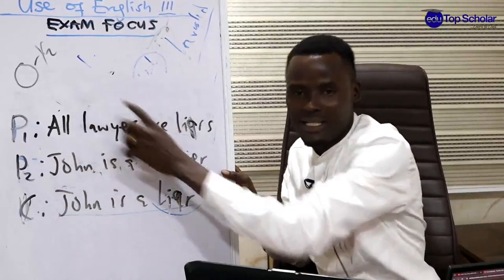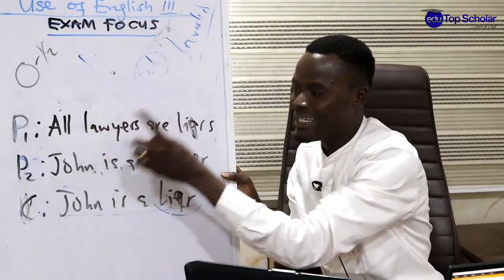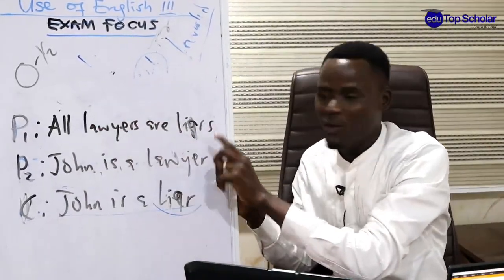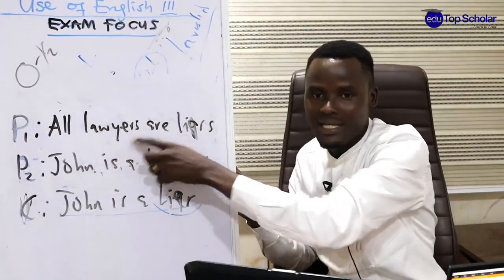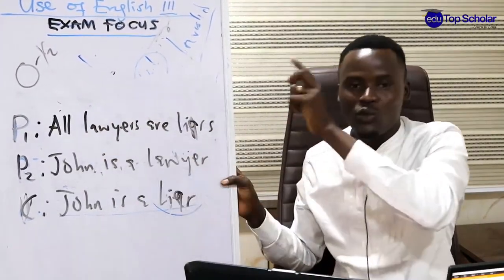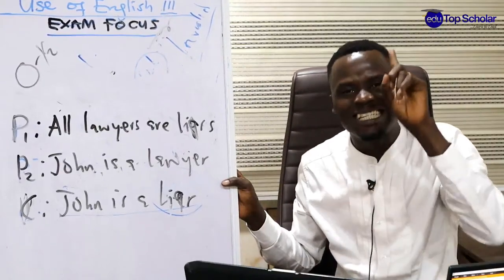So if all lawyers are liars and John is a lawyer, therefore John must lie. Because we are saying any lawyer you see is a liar, and John is part of the lawyers. Therefore, John is a liar. So this argument is number 1, deductive.